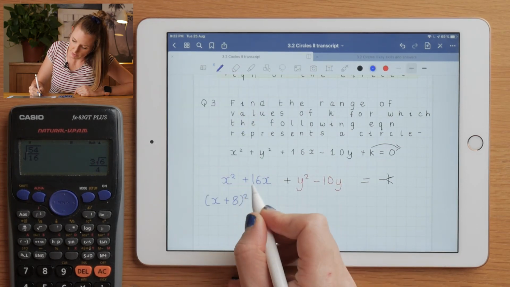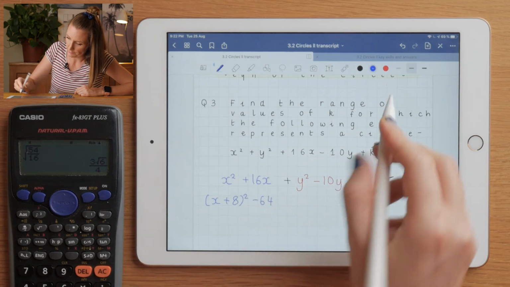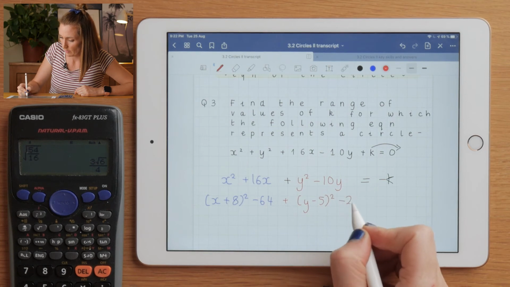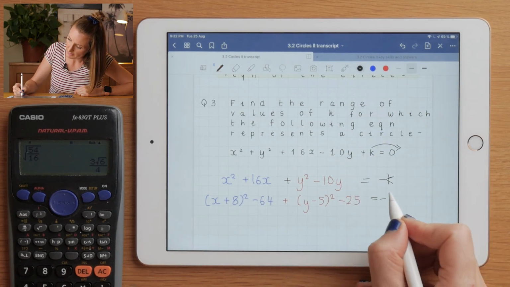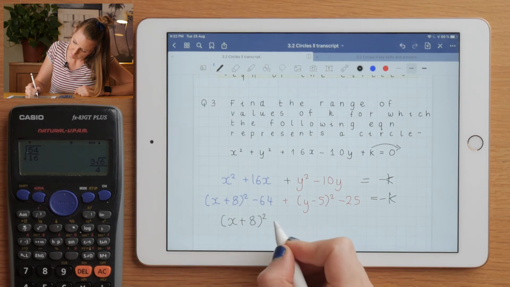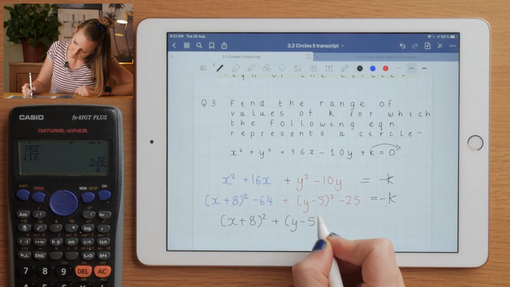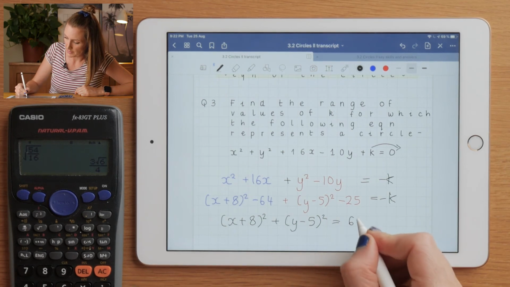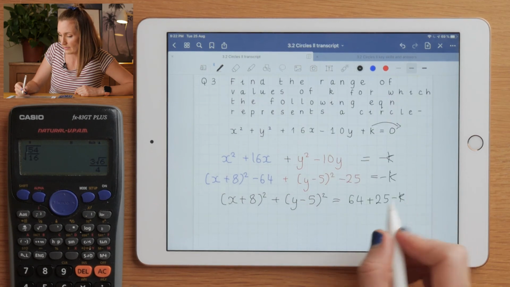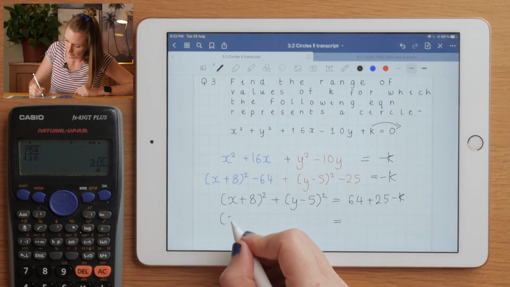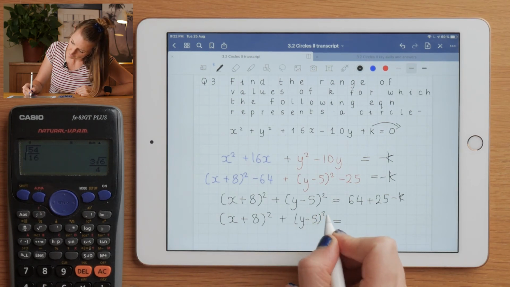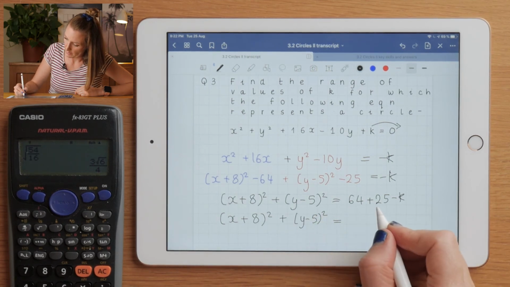Okay, so our two complete the square problems are going to be here. (x plus 8) squared, because we have 16, minus 64, plus (y minus 5) squared minus 25 equals minus k. And then we're going to move over the 64 and the plus 25. We're going to add together the like terms here. So that would be 89 minus k.